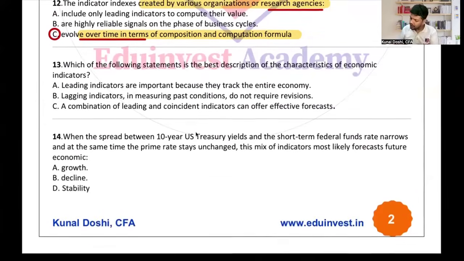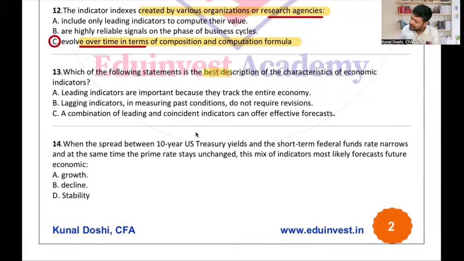Got it? Which of the following statements is the best description of the characteristics of economic indicators? I told you three types of indicators: leading, lagging, and coincident. Leading indicators are important because they track the entire economy. No, to track the entire economy, you require all three. So this is a slightly hyperbolic statement. Lagging indicators in measuring past conditions do not require revisions. No, one of the biggest drawbacks of lagging indicators is that they are restated. Many times the government also restates these indicators.